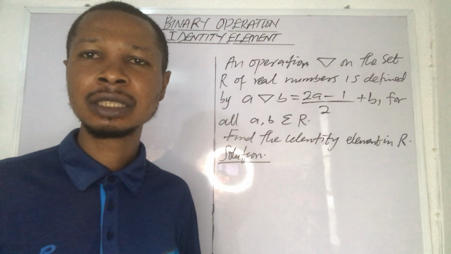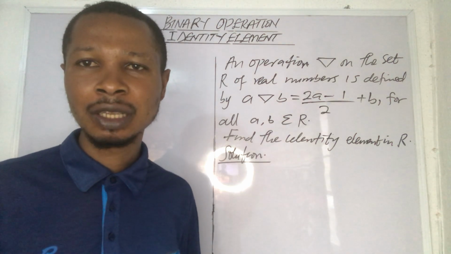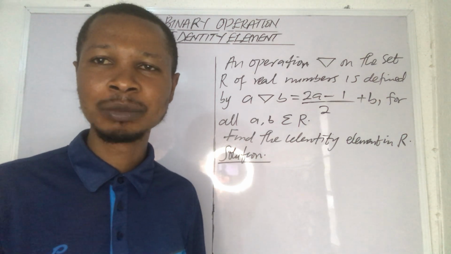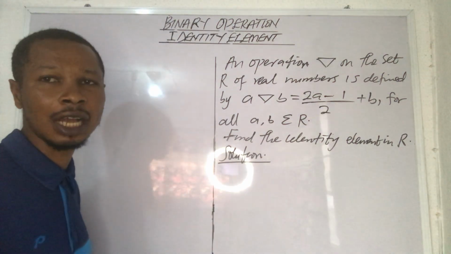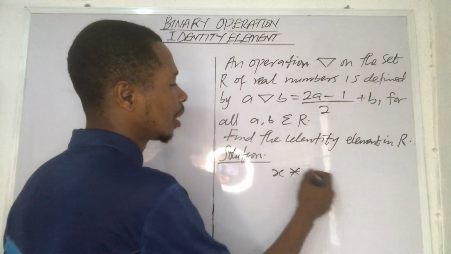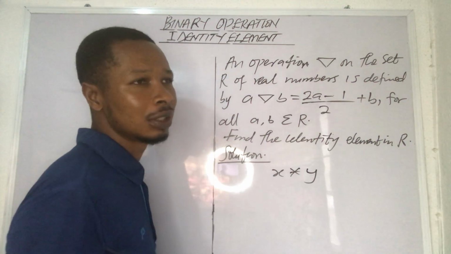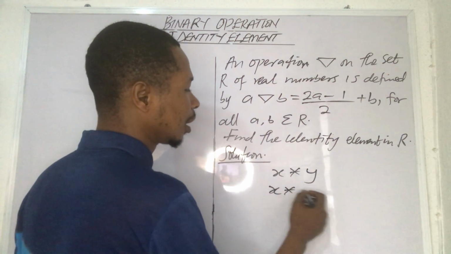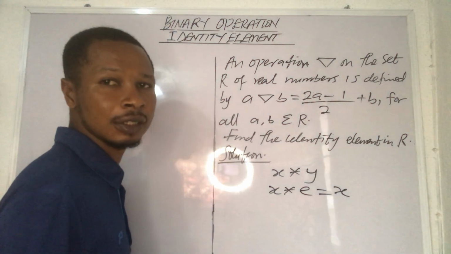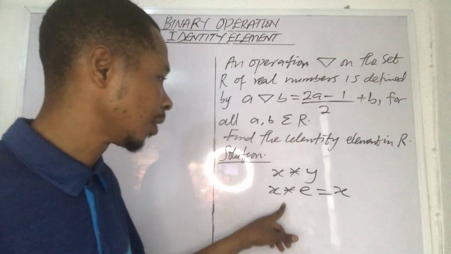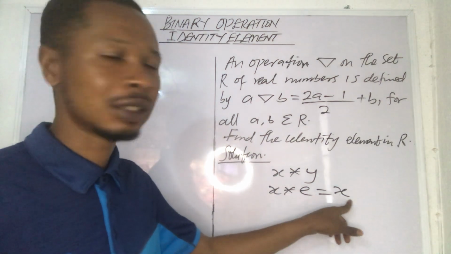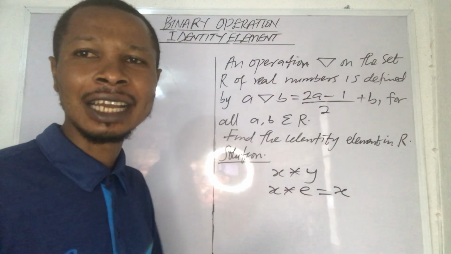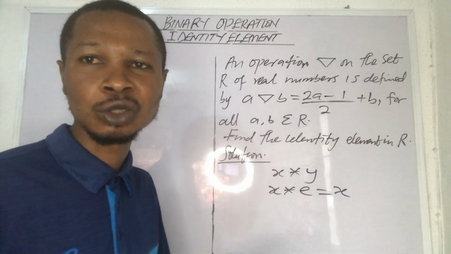Now, how do you find the identity element or neutral element in a binary operation? The condition for a binary operation to have an identity element is, take for example, if the operation is asterisk, let's say you have X asterisk Y. For this operation to have an identity element, X asterisk E must be equal to X. This condition must be fulfilled, where this E is what is referred to as the identity or neutral element. And the identity or neutral element in a binary operation is always unique.